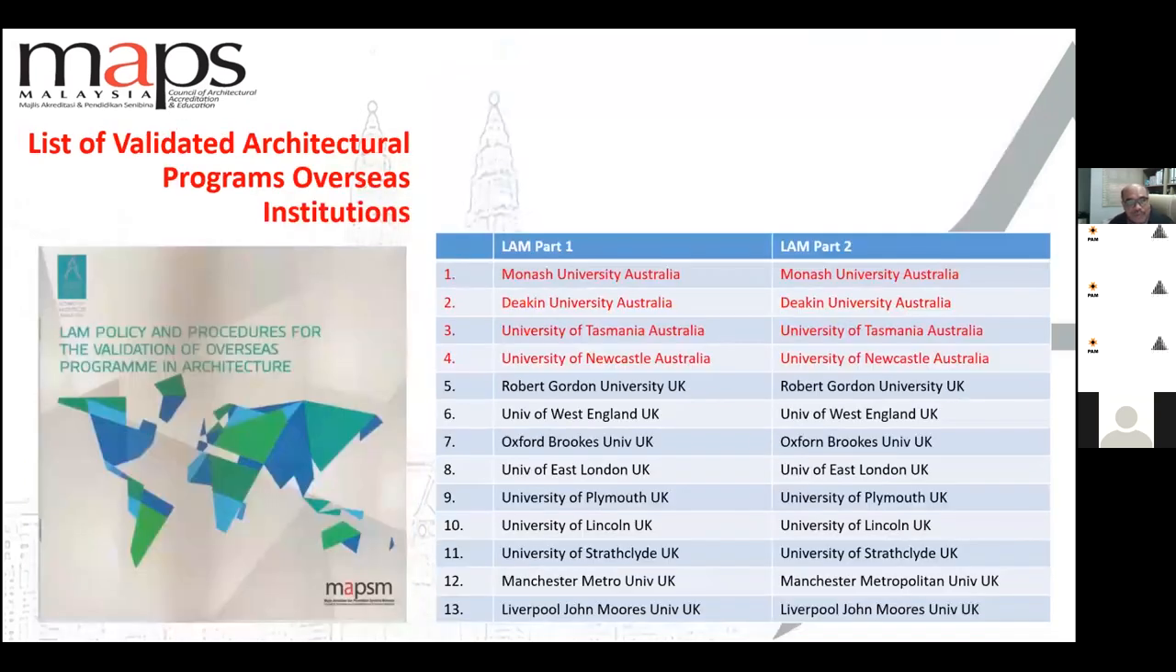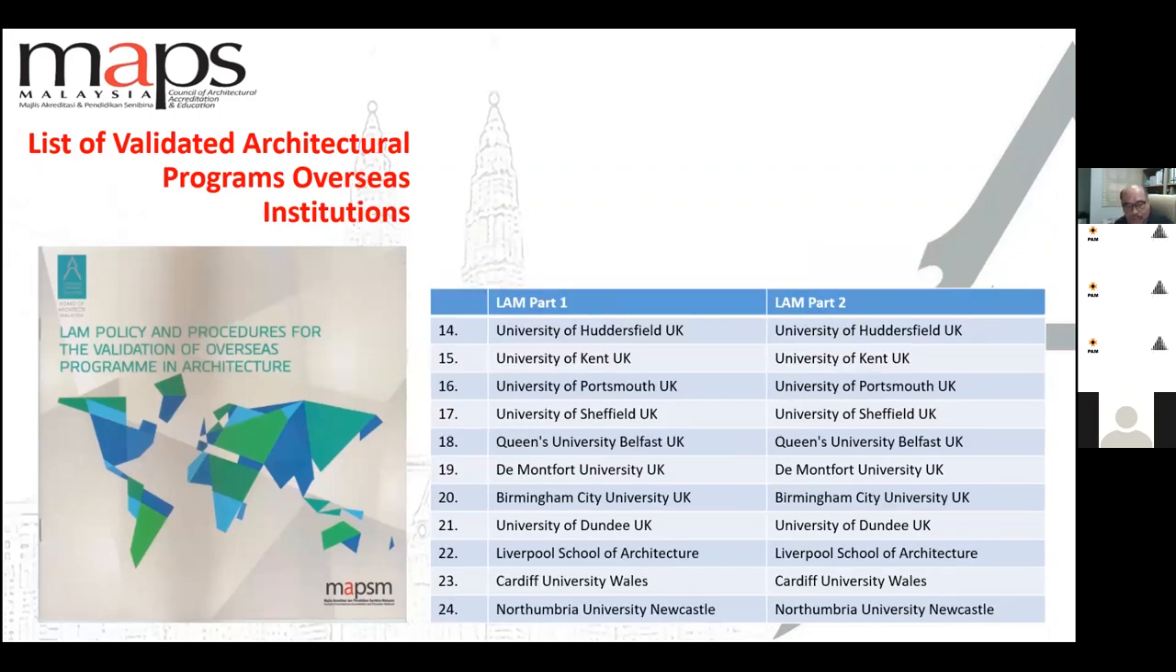Whereas for validation schools, we follow this manual, the LAM policy and procedures for the validation of overseas architecture programs. So currently we have 4 schools in Australia receiving our validation, and 20 more from the UK. And the last one was Northumbria University, Newcastle. I think I've visited about 4 to 5 schools in the UK and 1 school in Australia for the validation visit.